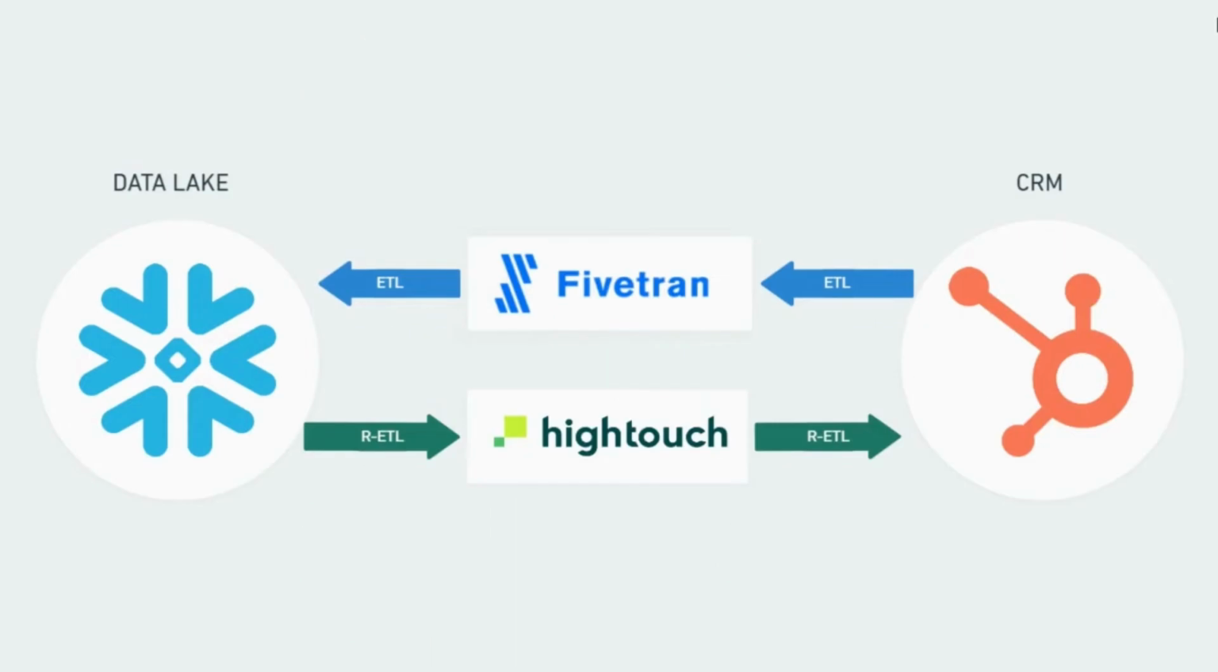So what is ETL? ETL stands for extract, transform, load. In this context, it refers to the process of taking data from a source platform like HubSpot and putting it into a repository like Snowflake. Fivetran, who Six and Flow are partnered with, are an example of an ETL provider.